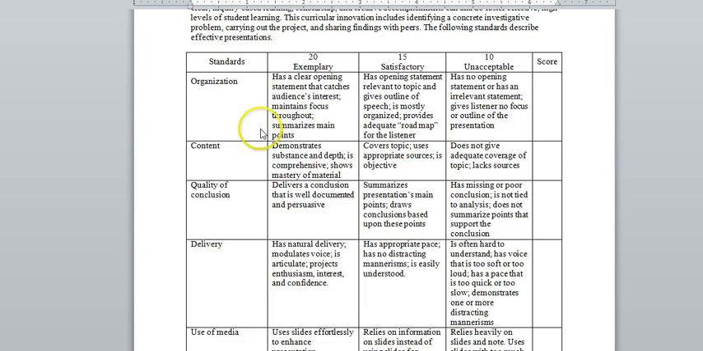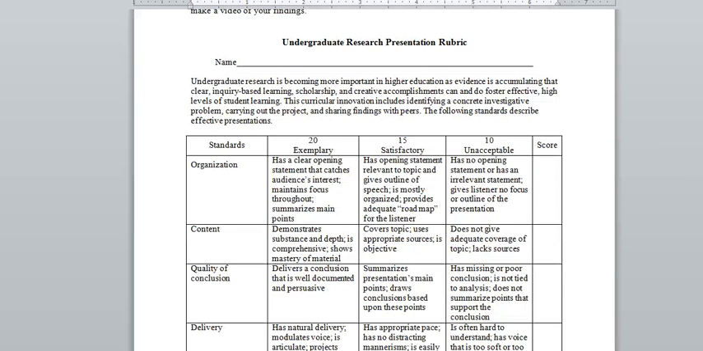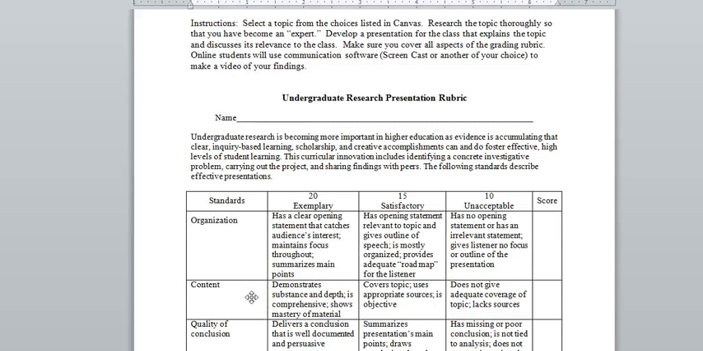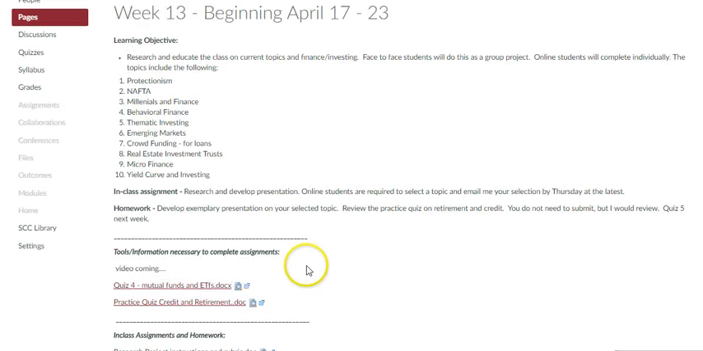So again, I'm looking for exemplary projects because this is a big deal. This is a big project. So if you have any questions about that, you can shoot me an email and we can talk more about it. All right, so I am now going to pick the topic, follow the rubric.